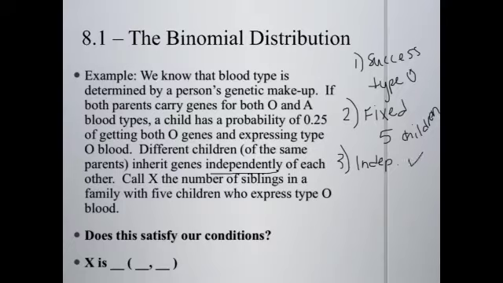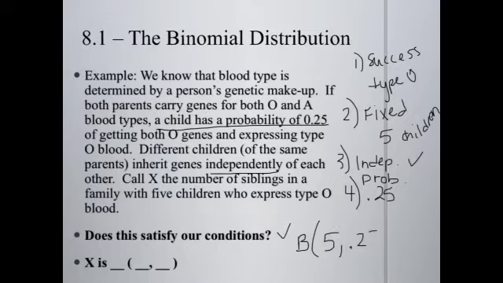They are independent. And the last one, and I gave away the answer, is the probability the same for each child? Yes, a child has a probability of 0.25 for getting type O blood. So yes, it satisfies our conditions, so I'm going to go ahead and write B, it's binomial, the number of observations is 5, and the probability is 0.25. Remember, you write B, N, comma, P.